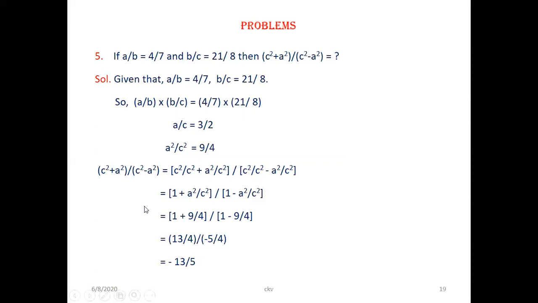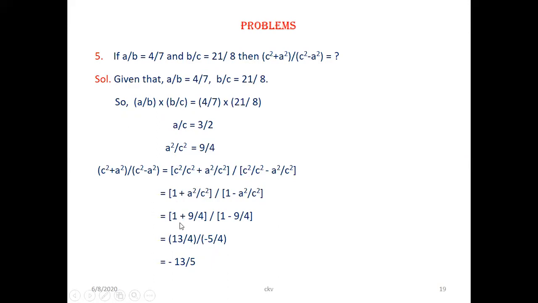So what did I do here? I divided the numerator with c square, and divided the denominator also with c square, because you have a square by c square in your hand. c square by c square becomes 1 plus a square by c square, and c square by c square becomes 1 minus a square by c square. So finally I substituted the value of a square by c square, 9 by 4. Here also a square by c square is 9 by 4.